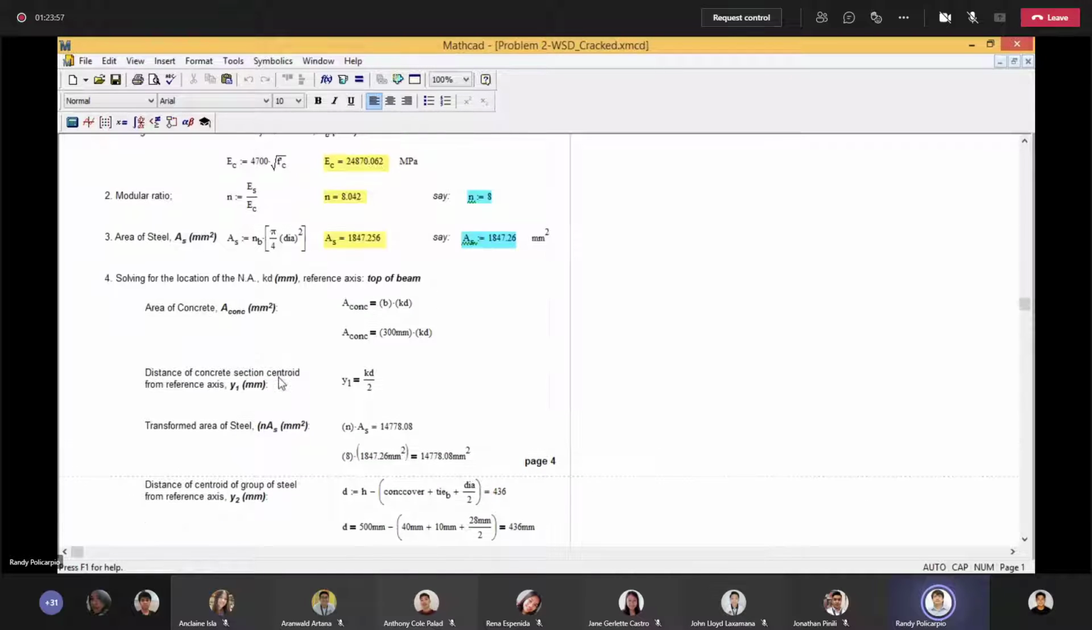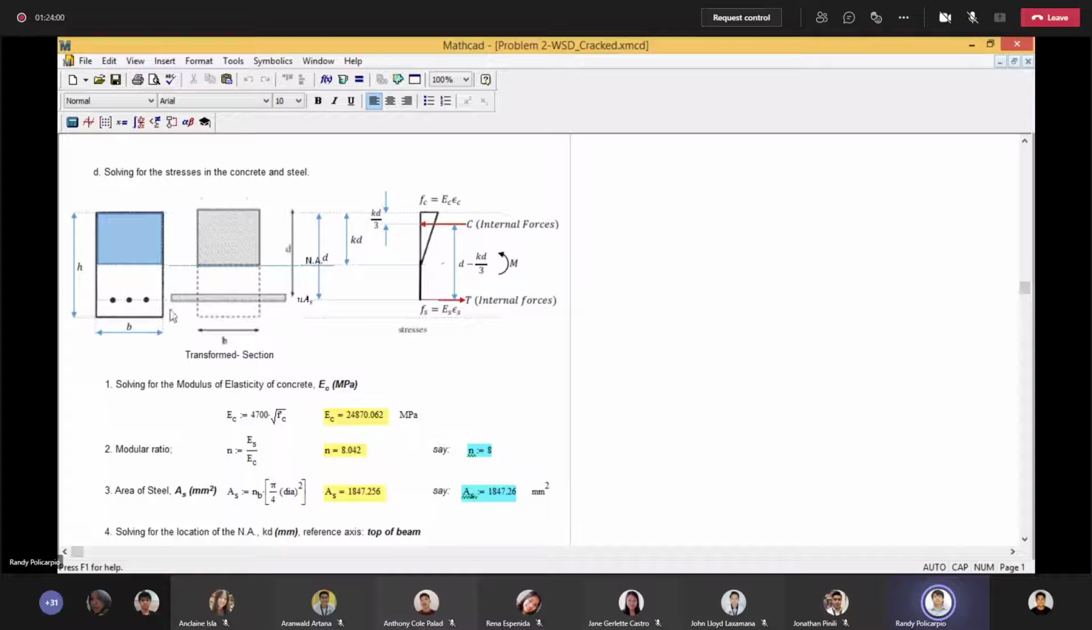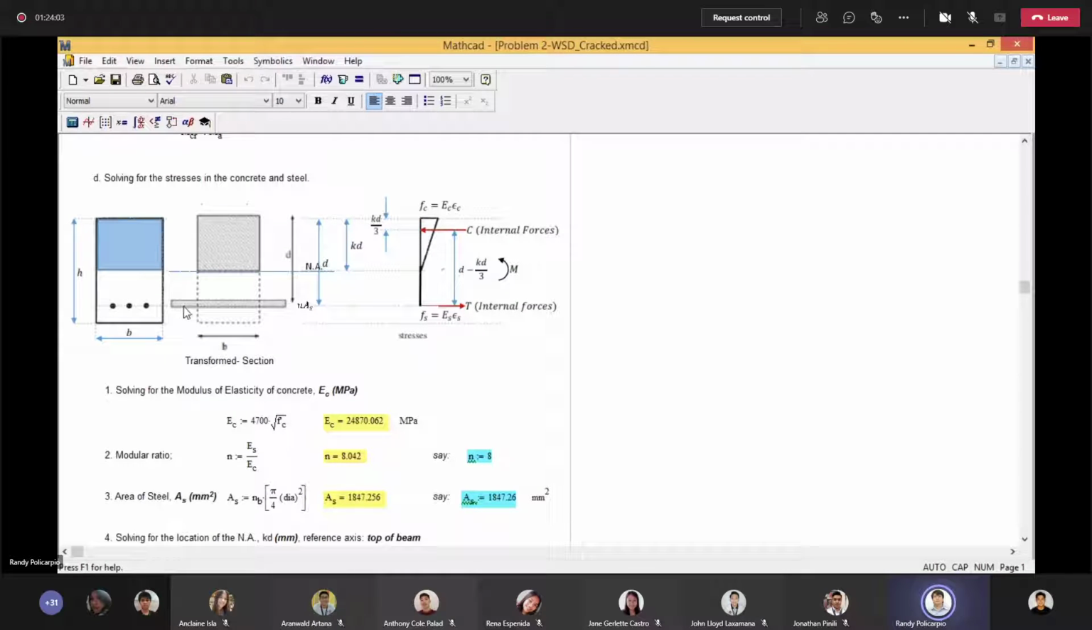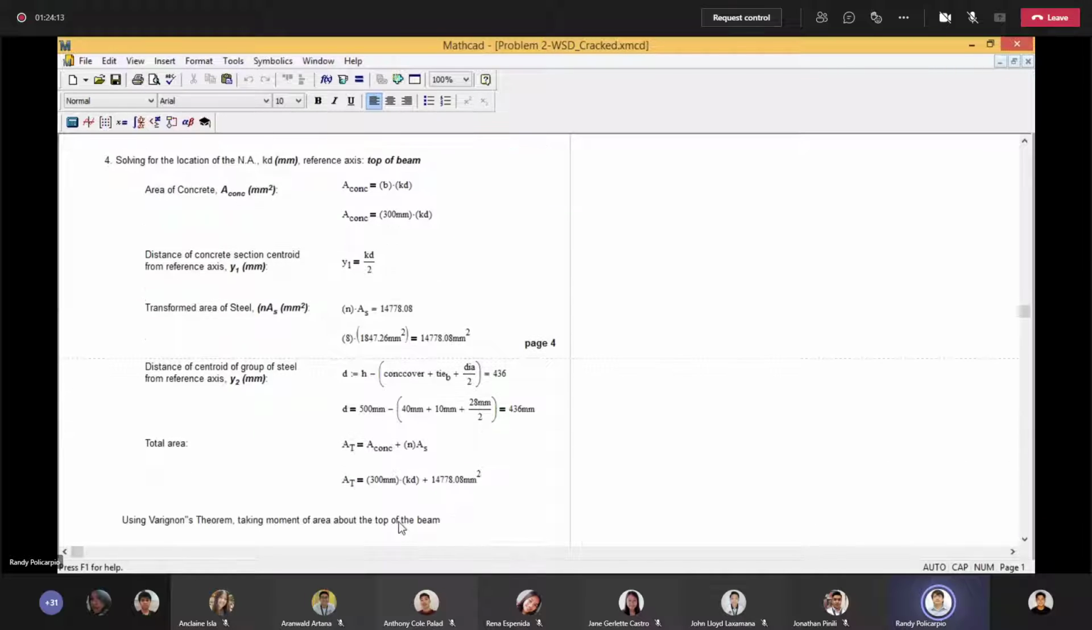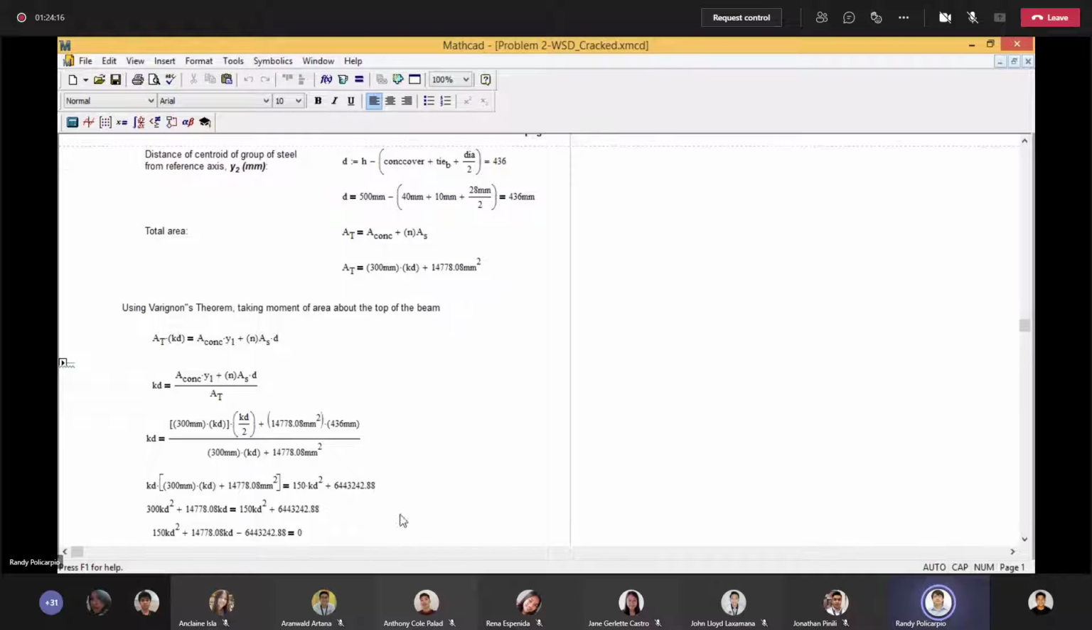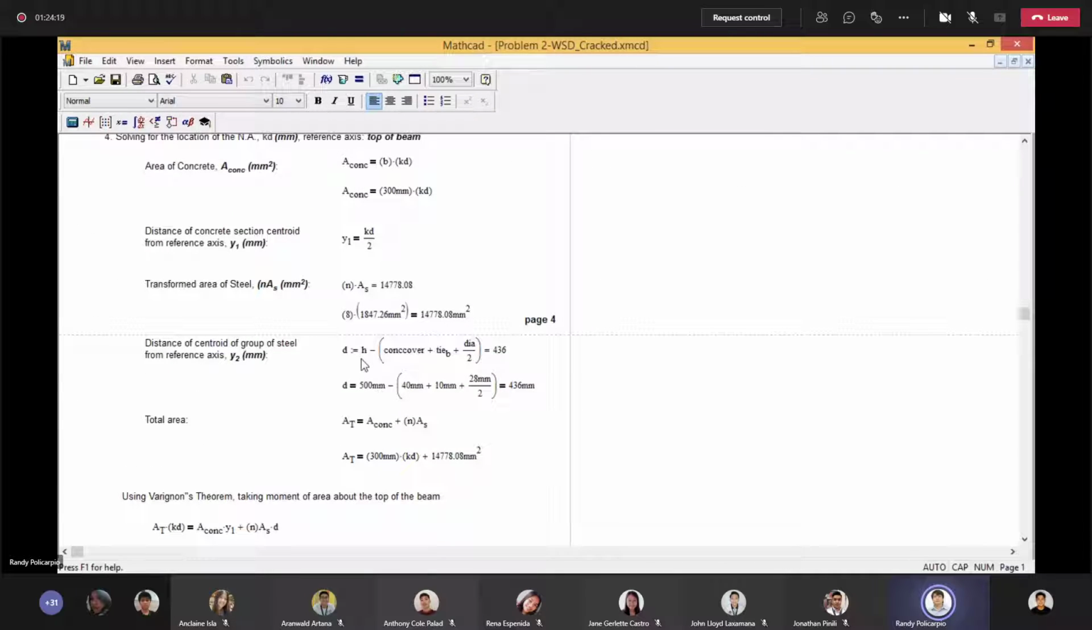Tapos for the location of our transform area for the steel, so magbuhat dito hanggang doon. So since same beam tayo, so pareho lang yung computation do sa unang problem. Okay, so ito yan. D is equal to H minus concrete cover. Ito yung D prime. So hindi ko na ni-reflect dito yung D prime. So diniretso ko na. Sinubtract ko na yung equivalent ng D prime. So ito na ngayon.